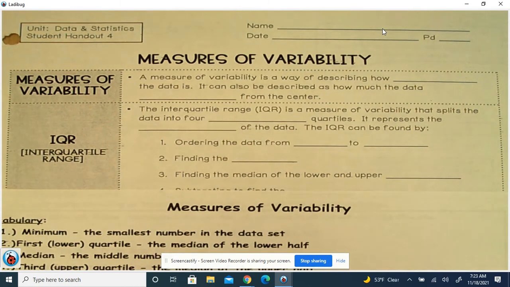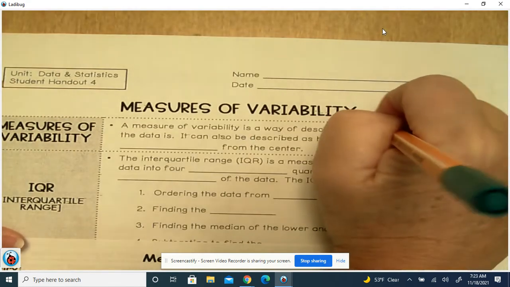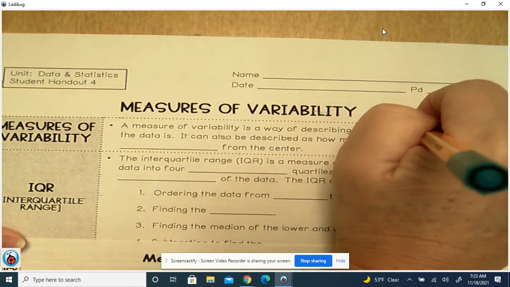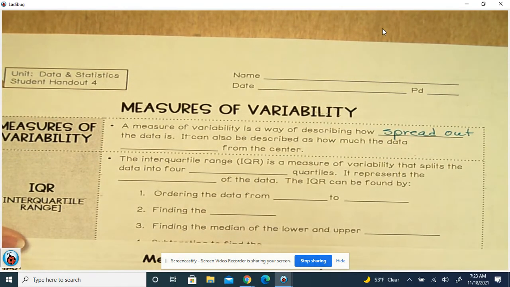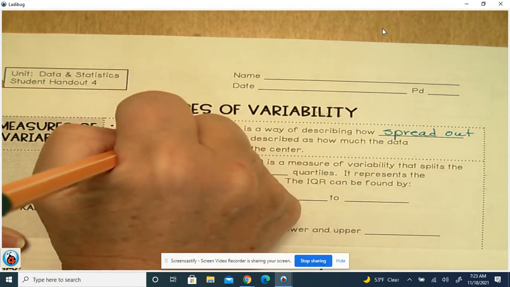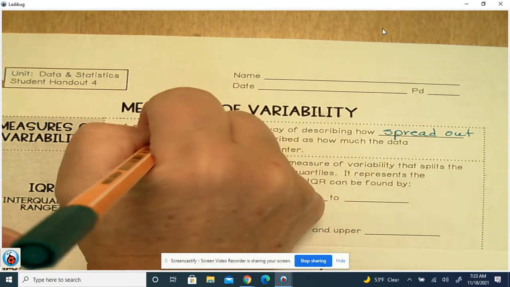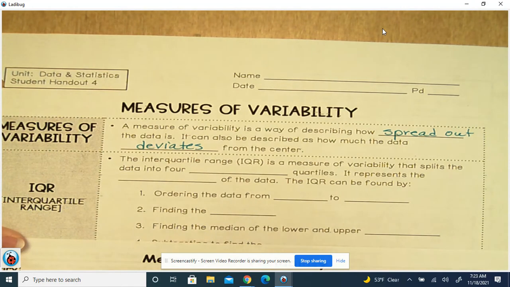Our next video is on measure of variability. Variability is a way of describing how spread out the data is. It can also be described as how much the data deviates from the center.